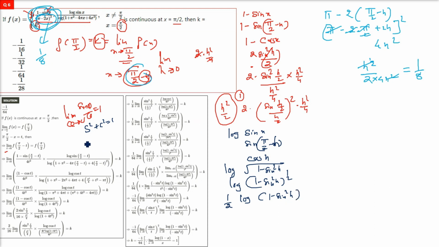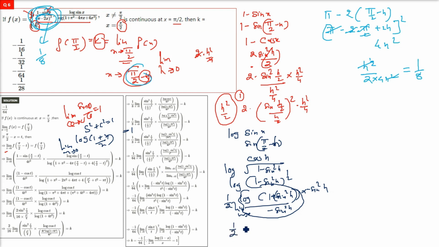There are certain questions which use the same formula, because limit x tends to 0 of log 1 plus x by x is equal to 1. So we have log 1 minus sin square h, so you need a negative sin square h in the denominator. You can write it as 1 plus minus sin square h divided by minus sin square h, so that it matches the formula. You have to have negative sin square h in the numerator also. When you apply limit h tends to 0, it is going to be 1. So you are left with half into negative sin square h. This is what log sin x has given you.